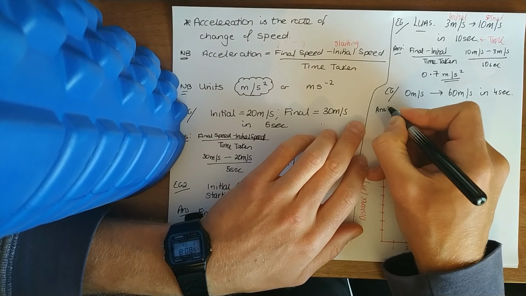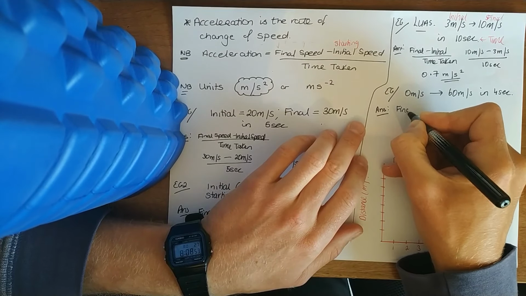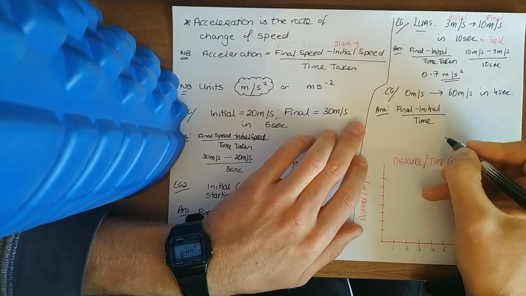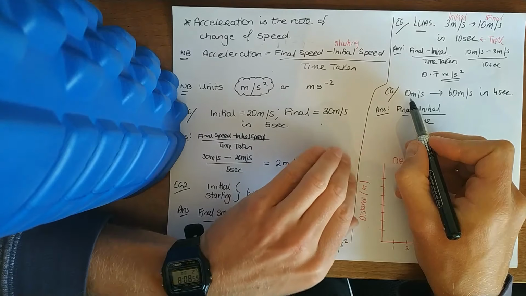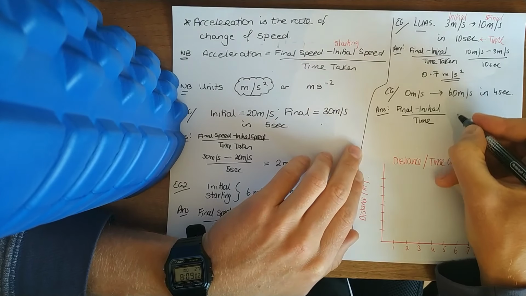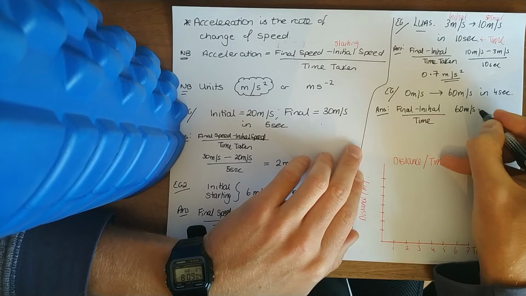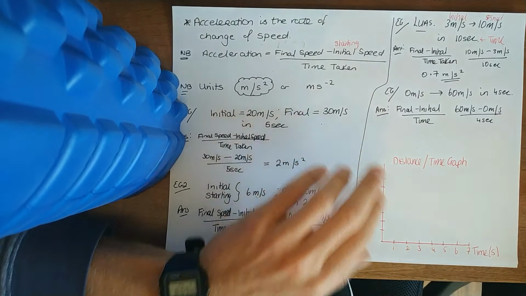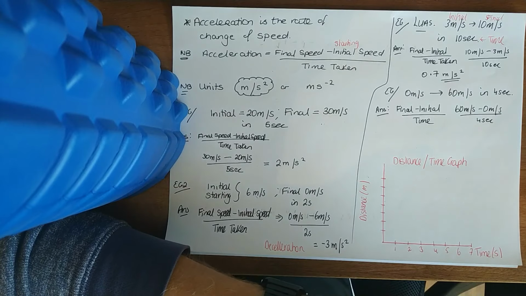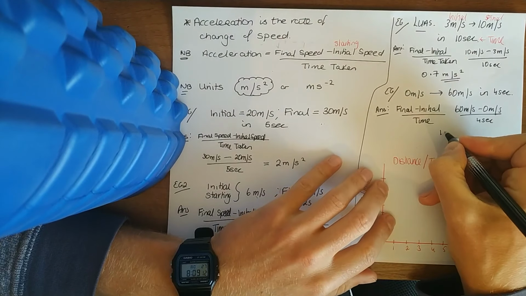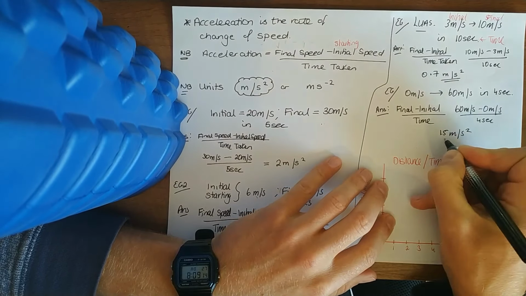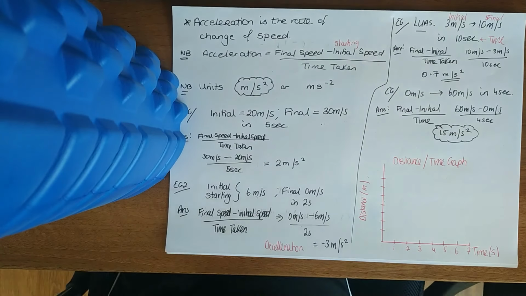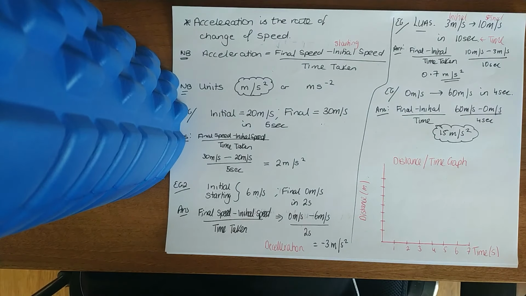Again, anytime they ask you for acceleration, you have to write down your formula over the time. Your final speed from 0 to 60, that's your final, over the time that it took. So 60 divided by 4 is 15. So 15 meters per second squared is your acceleration. You're speeding up. So there's only one there that we seen was a deceleration. You'll have a few more in the questions.